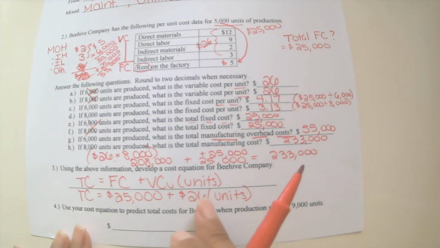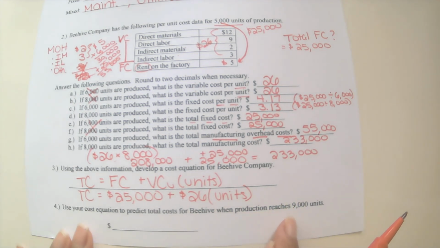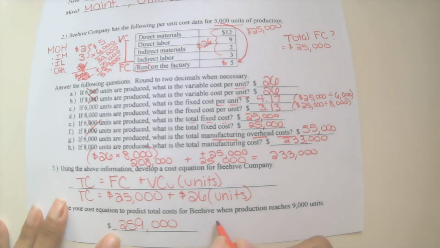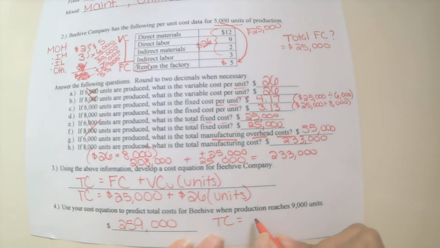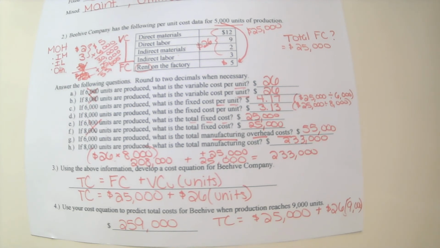Now in this last one, they're saying go ahead and use that equation to predict how much the company's cost will be when it's 9,000 units. You should get $259,000 from using that formula. Total cost equals 25,000. So to show you your work, plus 26 times 9,000 units. That's how you got it.